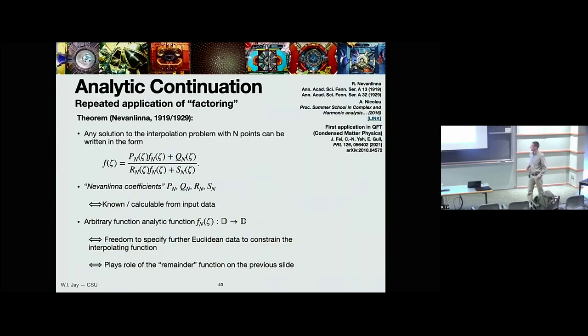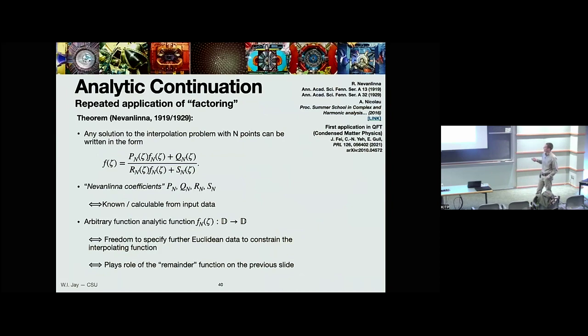Okay, so if you do this repeatedly, it goes by the name of the Schur algorithm, and what the Schur algorithm says is that any solution to this problem can be written as a rational function like this. There are a set of Nevanlinna coefficients, P, Q, R, and S. You can compute these exactly from the input data. There are compact recursive formulas for it.